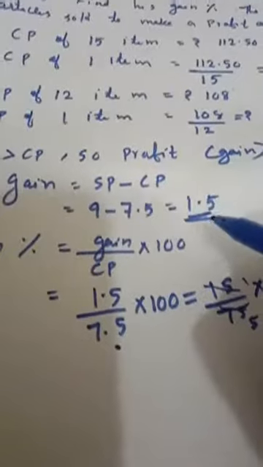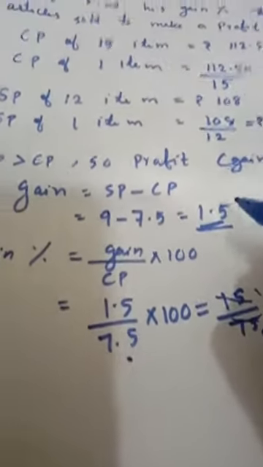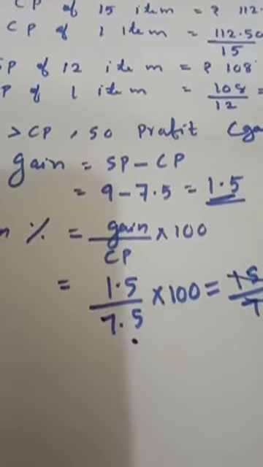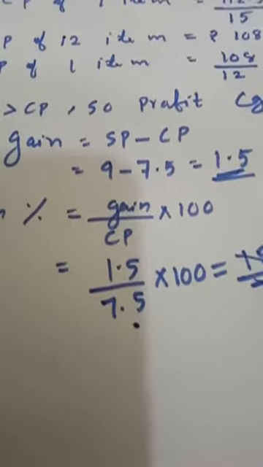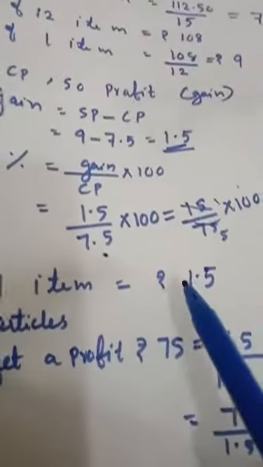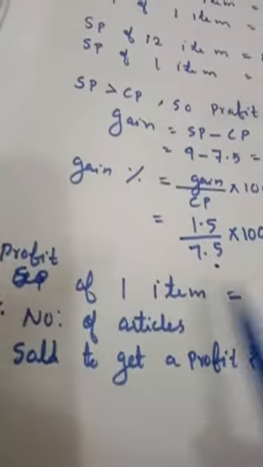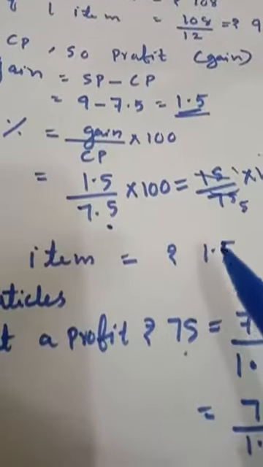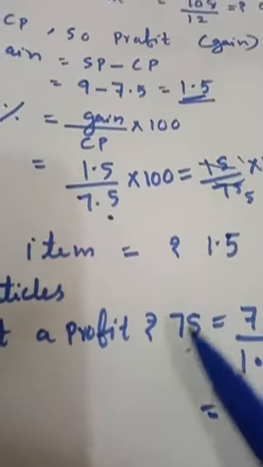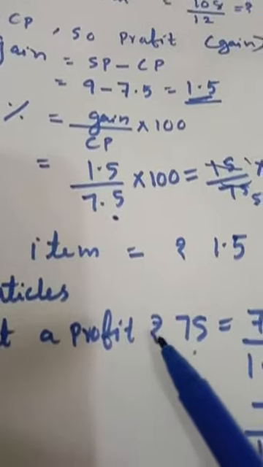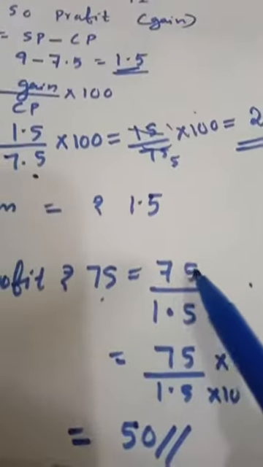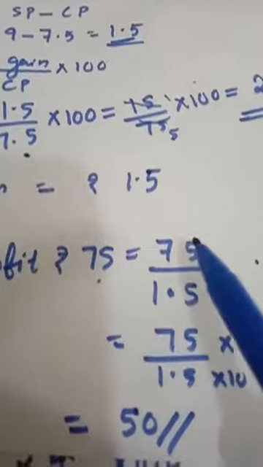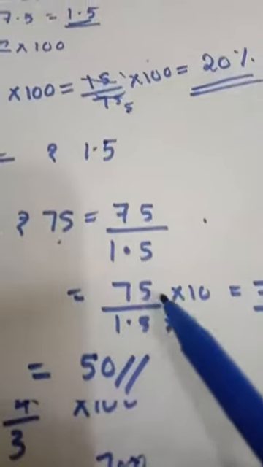How to find how many articles are sold to get a profit of 75? For one item the profit is 1.5 rupees. Now we want to find how many items should be sold to get a profit of 75 rupees. For that you divide 75 by 1.5.